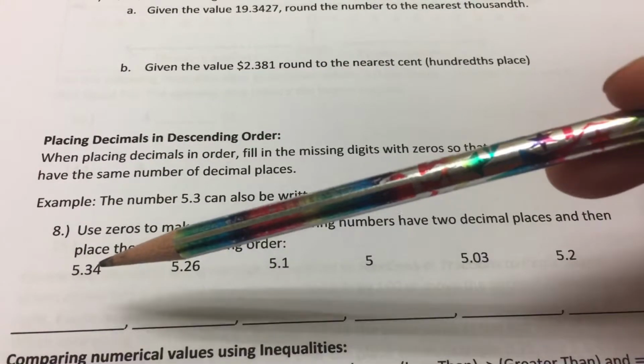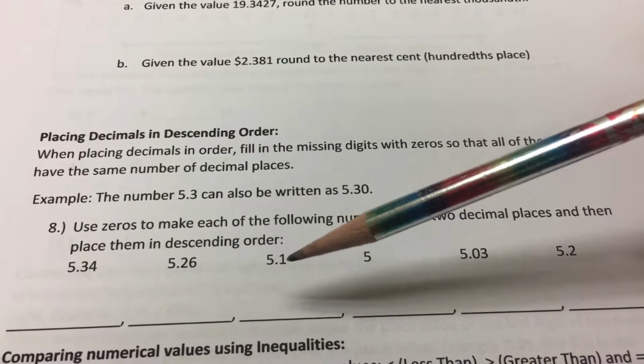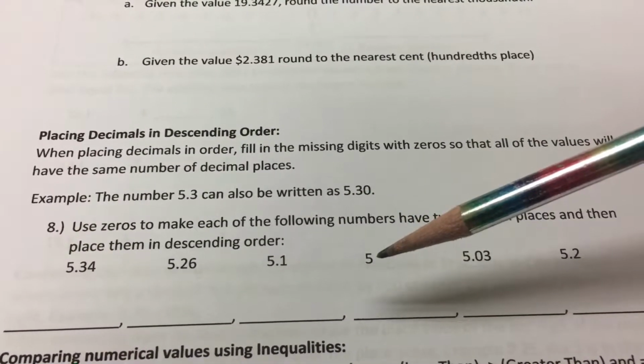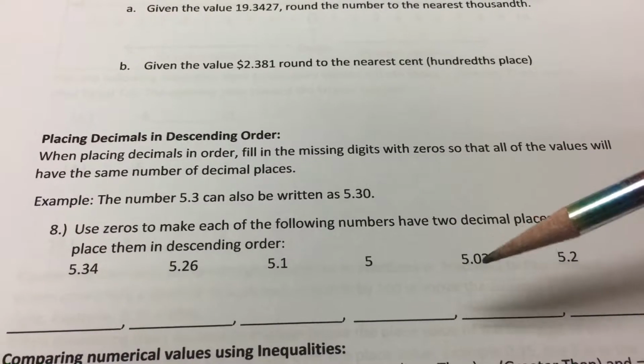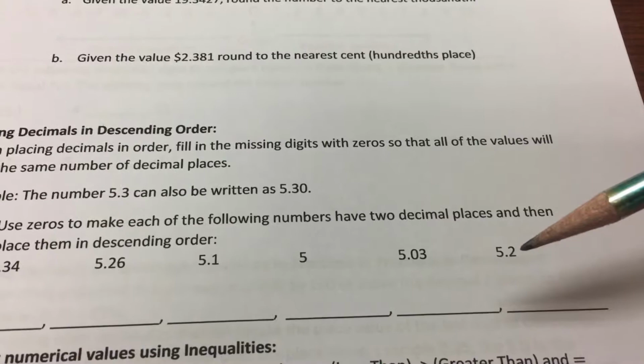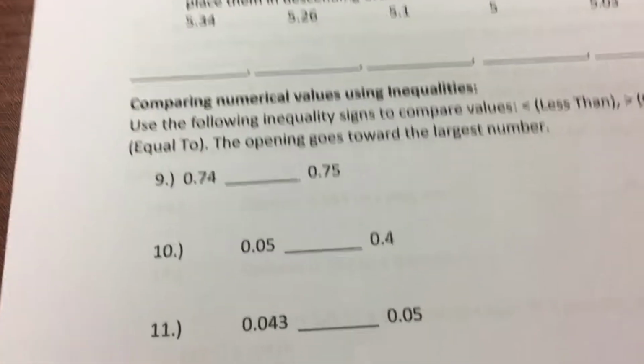So if you notice, this has 2 places, that has 2 places, this one doesn't, so you want to put a 0. This one doesn't have 2 places, so you'll put 0.00. That one has 2 places, this one needs to have 2 places. And then you'll just place them from high to low, descending order.